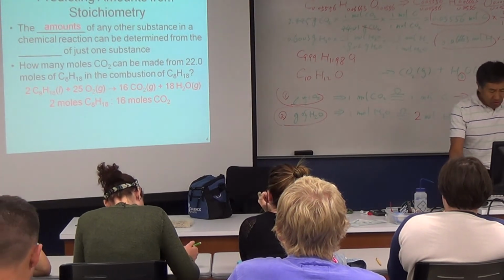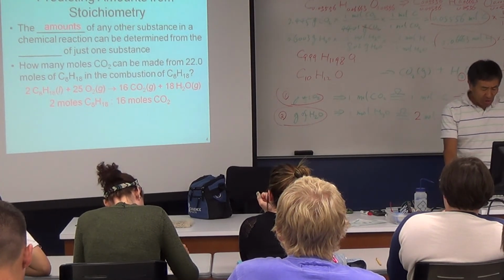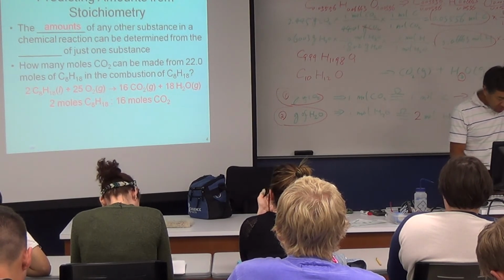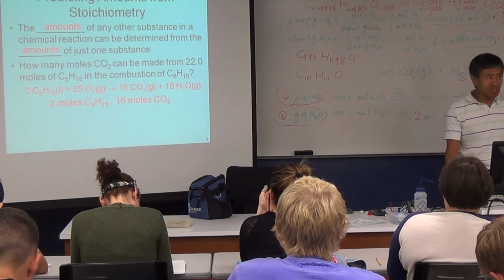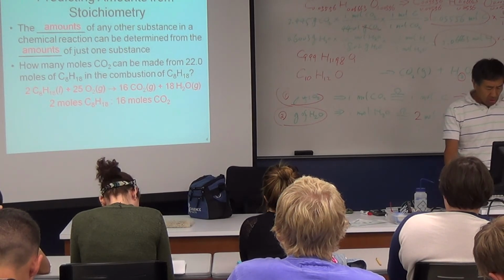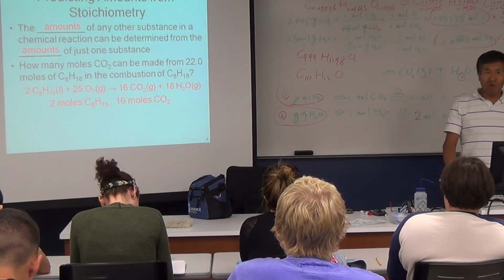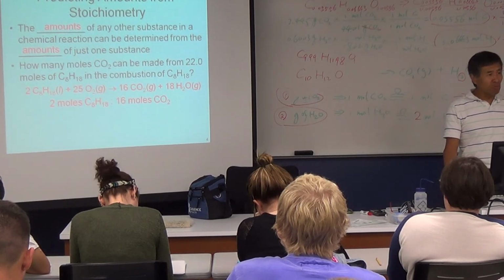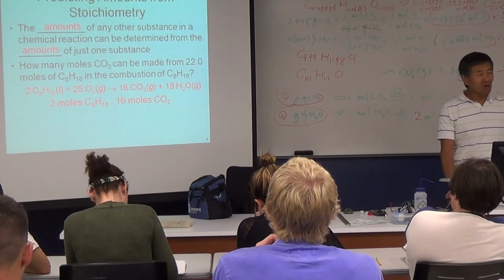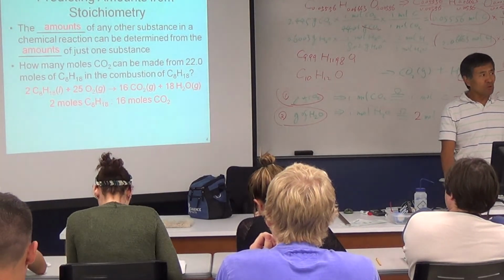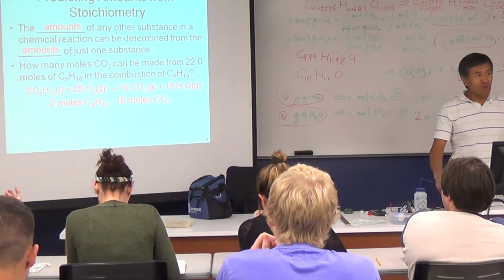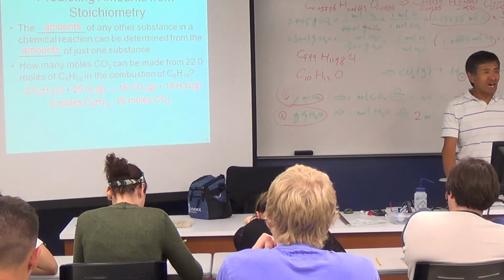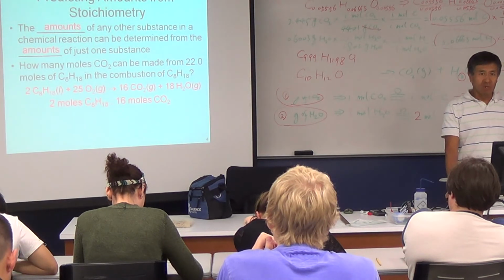So the amount of any substance in a chemical reaction can be determined from the amount of just one substance under some conditions. If you have more than one reactant, more than one product, under some conditions, it means you are assuming the other ones do not have any limitation on you, which means the other one is in excess.